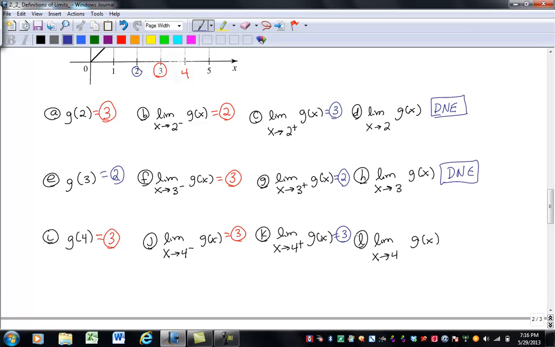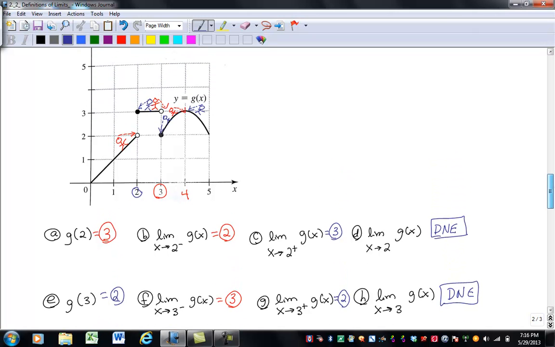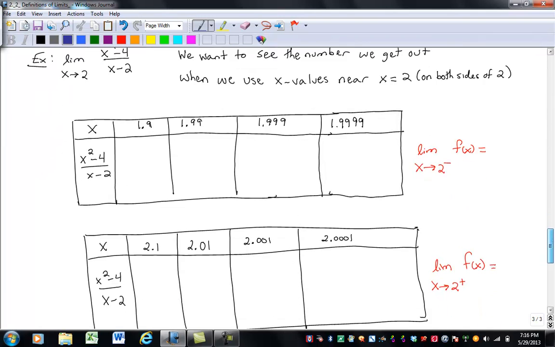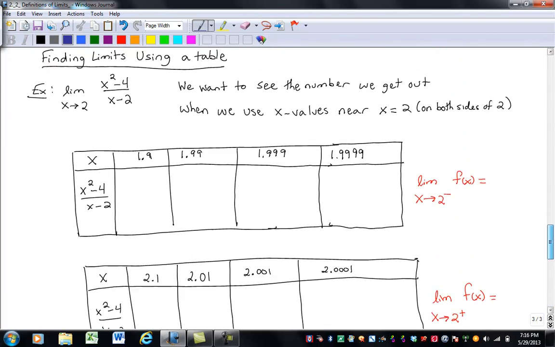Since the left-hand limit and the right-hand limit equal each other, the overall limit is that number. You don't need the plus or minus anymore. So that helps to give you an idea of how you can look at graphs to find limits. You're really looking at where it appears the graph is moving.